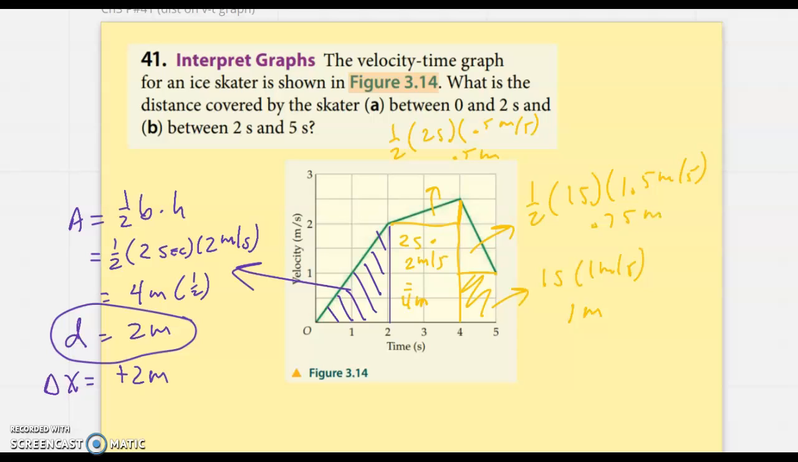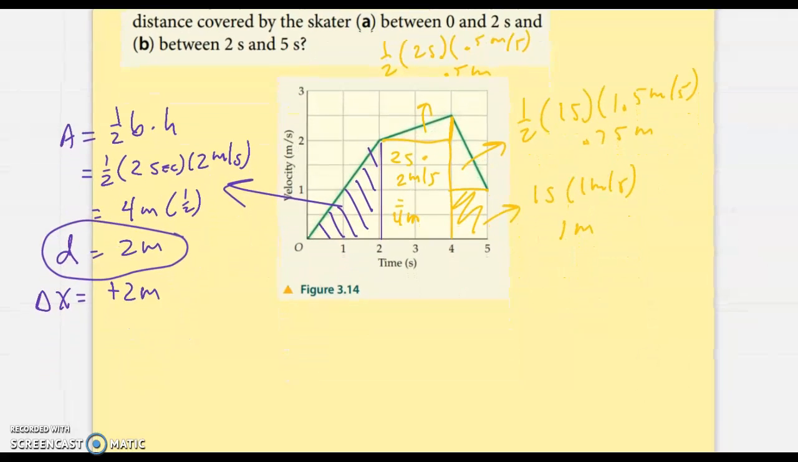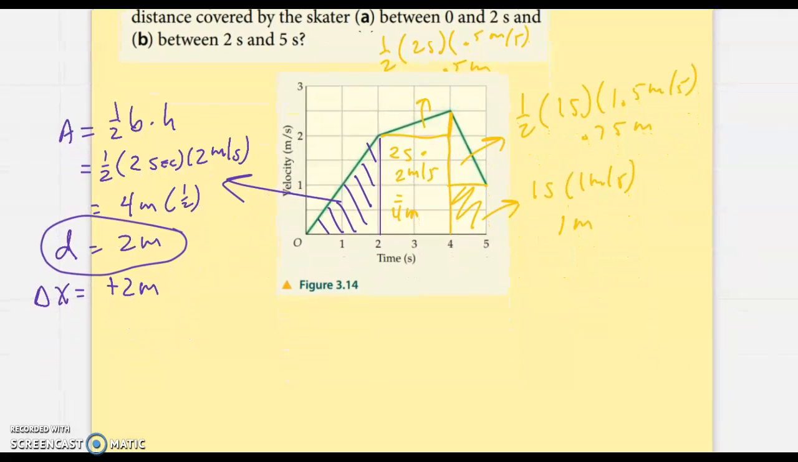Now, that was all in the same direction, so even if it wasn't in the same direction, they only want distance, so I'm going to add it all up. But this number is going to be good for the displacement too. 0.75 meters and 1 meter. So add that all up, and I'm going to get 6.25 meters. Significant figure, I should probably round that to 6.